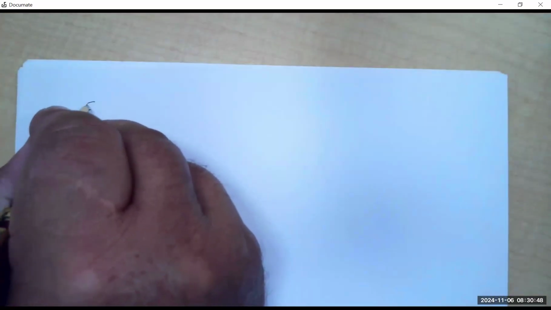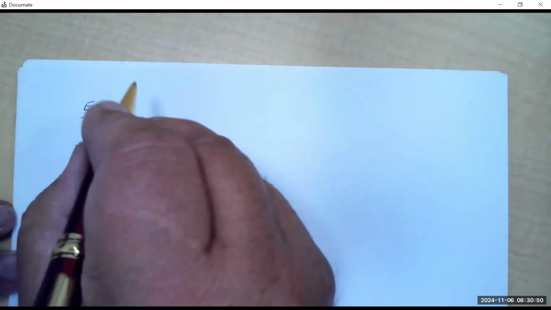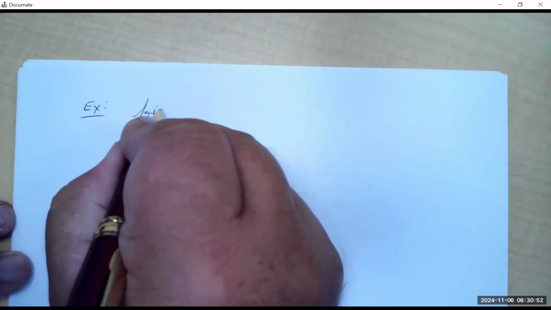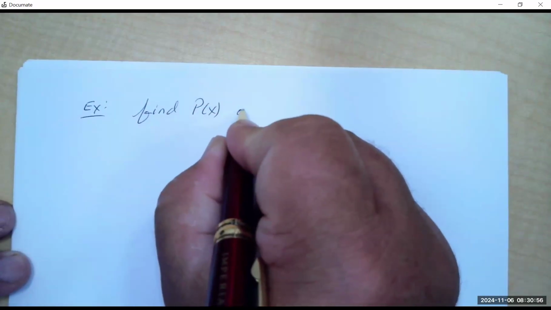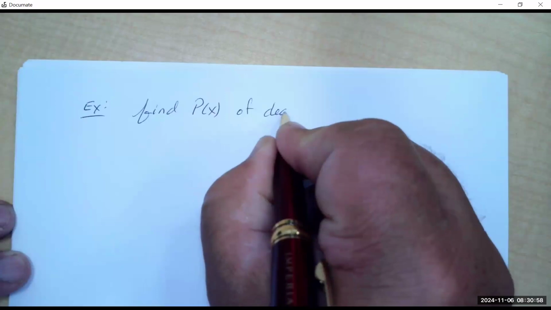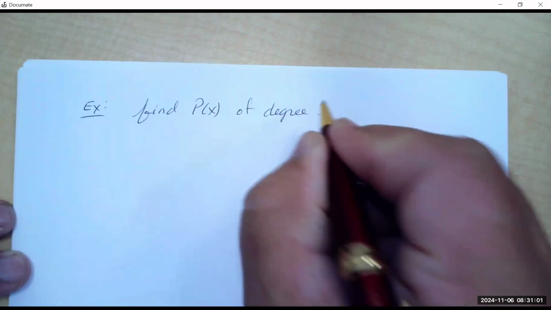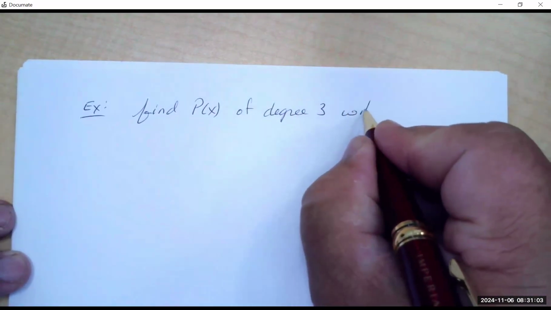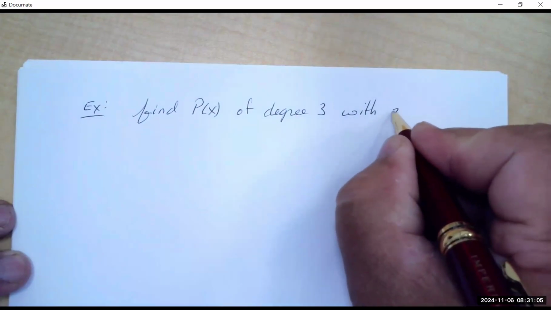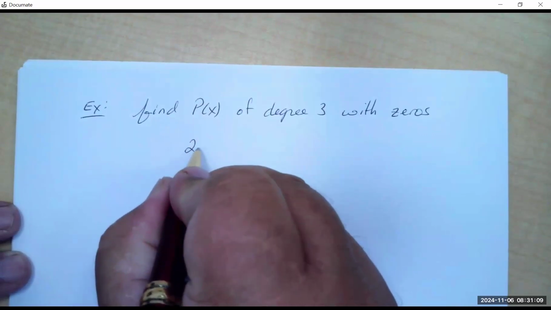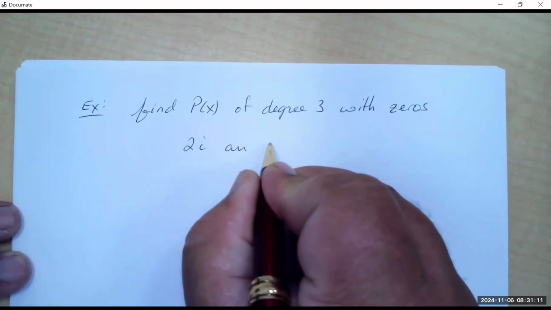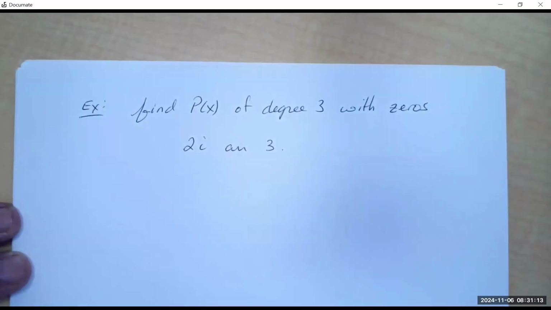Let's look at another example of that one. Find the polynomial of degree 3 with zeros 2i and 3.